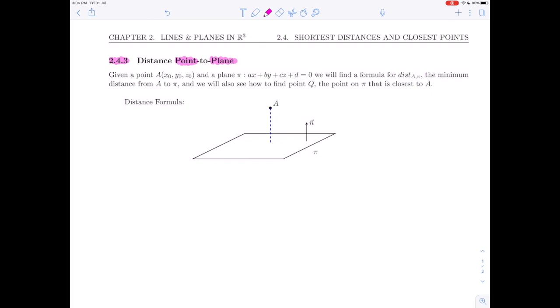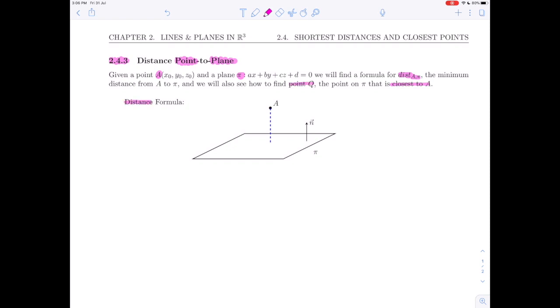So here we are going to be given a point A, (x0, y0, z0), and a plane pi, ax + by + cz + d = 0. We're going to find a formula for the minimum distance, the distance from A to pi, and then we're also going to find the closest point on pi to A, and we're going to call that point Q.